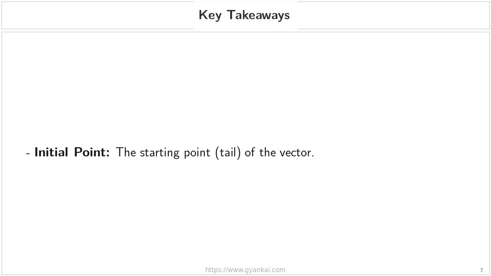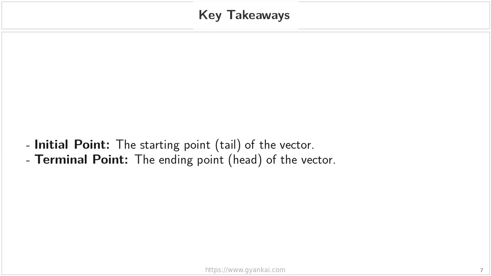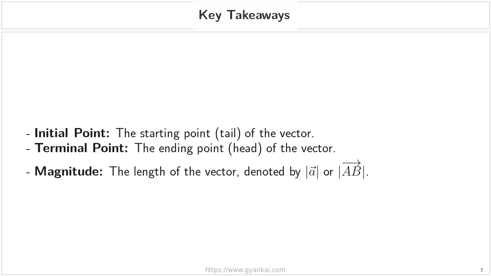Key takeaways. First, remember the initial point. This is simply the starting point of your vector, which you can visualize as the tail of the arrow. Next, we have the terminal point. This is the endpoint, or the head of the arrow, where the vector finishes its direction. Third, let's talk about magnitude. As we discussed when looking at the car traveling between cities, the magnitude represents the length or the size of the vector. When you are writing this down, you can denote it using the notation absolute value of a vector A, or, if you are using specific points, the absolute value of vector AB.